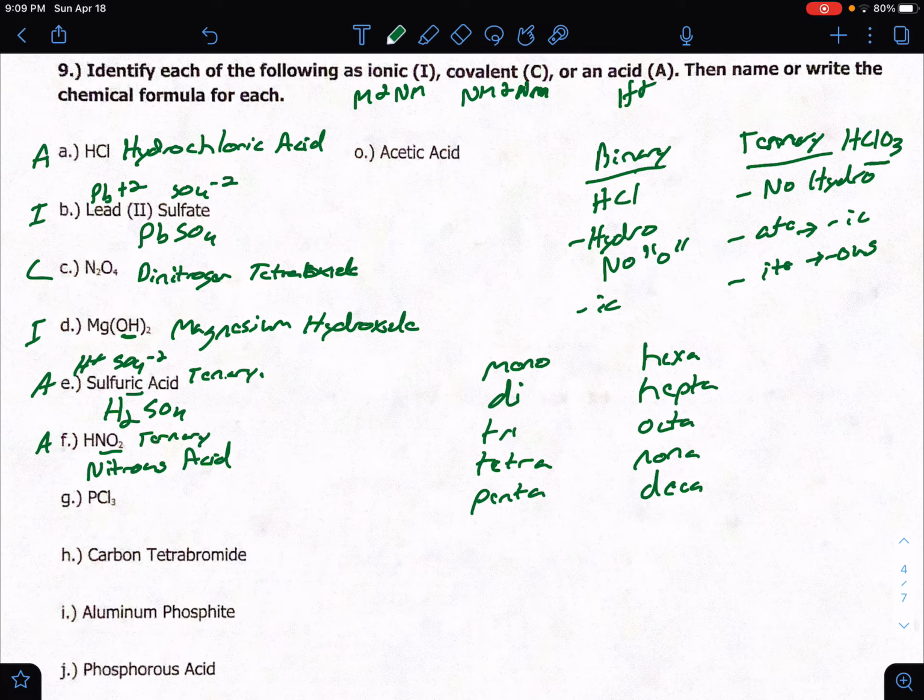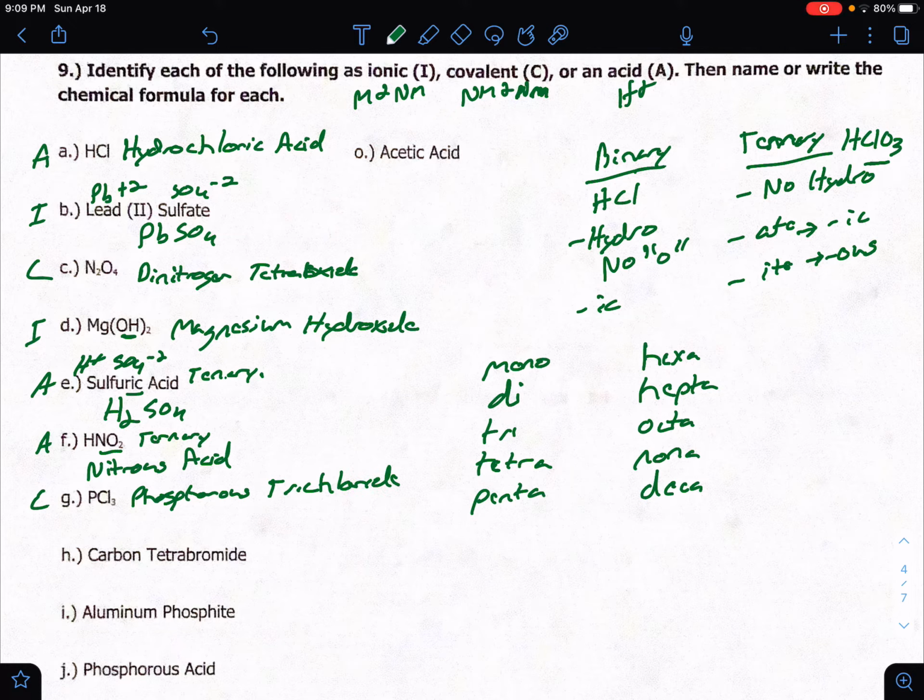Okay, number 6, PCl3. So if you look on your periodic table, phosphorus is on the right side of that periodic table. So is chlorine. Okay, so this is going to be covalent. So we never use mono on the first one. So this is just going to be phosphorus. And then 3 is tri, so this is trichloride.